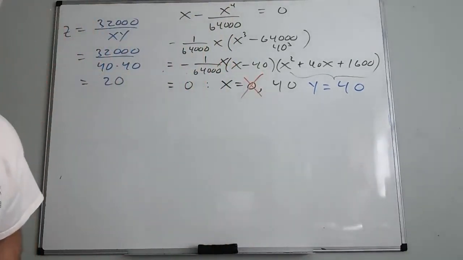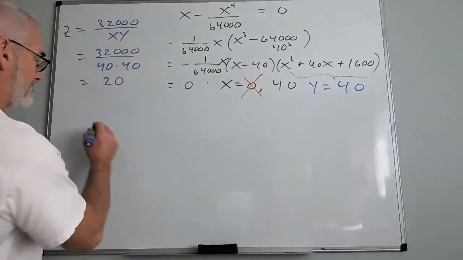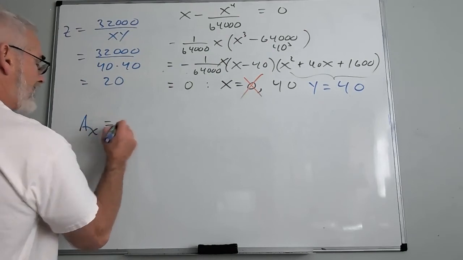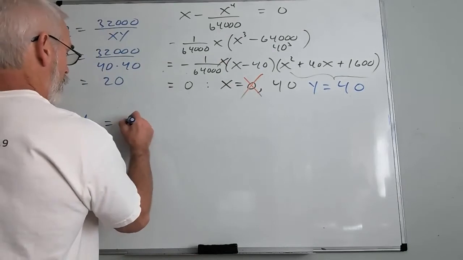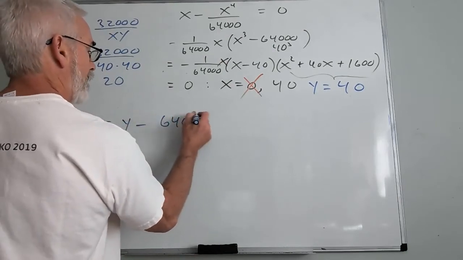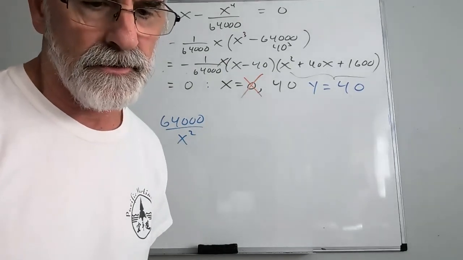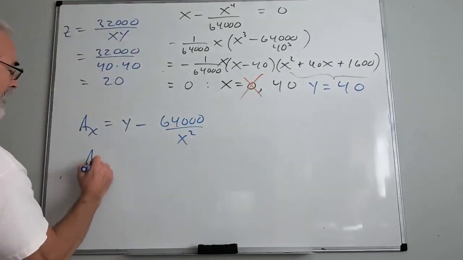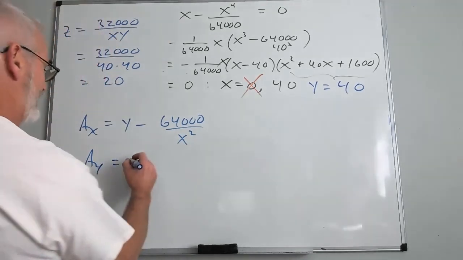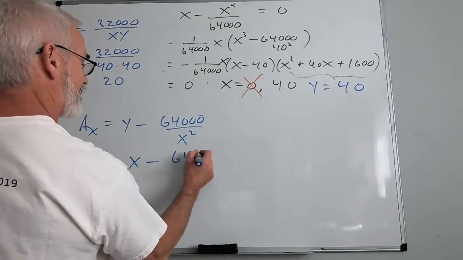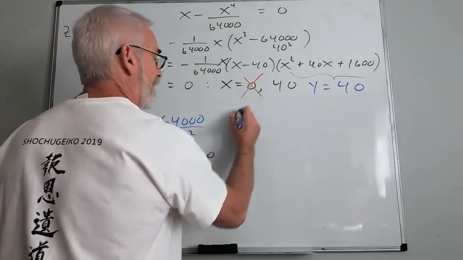And did I erase everything? Hopefully I didn't erase everything. So let me go back. My A_x, if I wrote it down anywhere, was y minus 64,000 over x squared. Is that right? Yeah, that's right. All I wrote down was my original function. I didn't actually do the problem, so I'm trying to remember what they were.